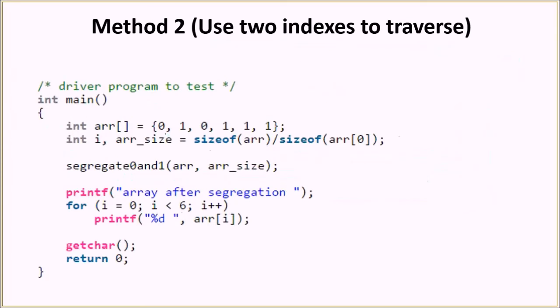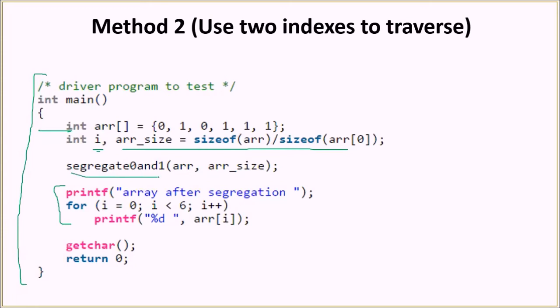Okay, so let's see the implementation. This is the driver function here. In this driver function, we have the array, then we have an index I, then we are calculating the size of the array. This I variable will be used to print the array after we are done with the segregation of zeros and ones. The main function which will be doing the job for us is segregate 0 and 1, which takes as an argument the whole array and its size. Let's see how segregate 0 and 1 works.